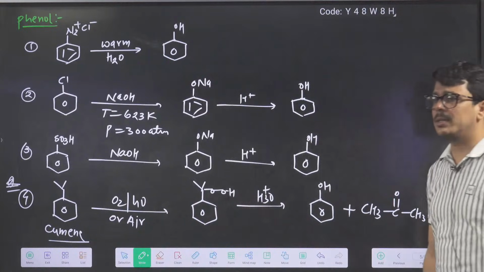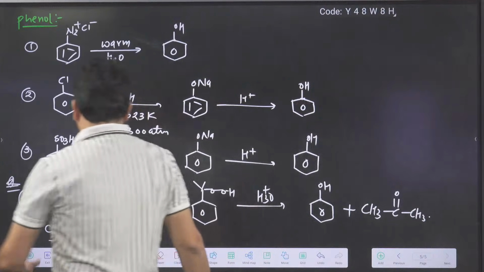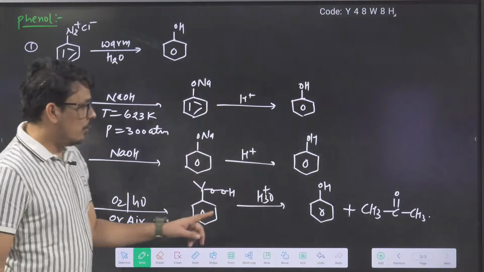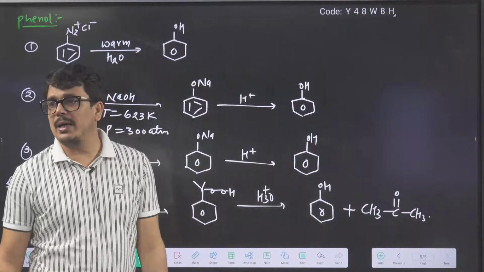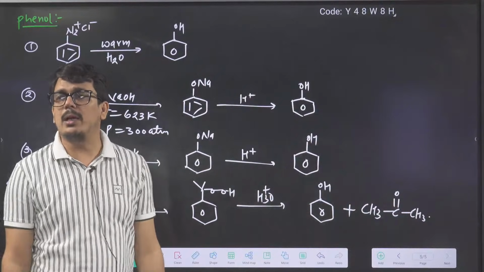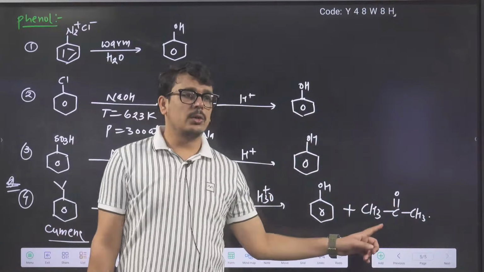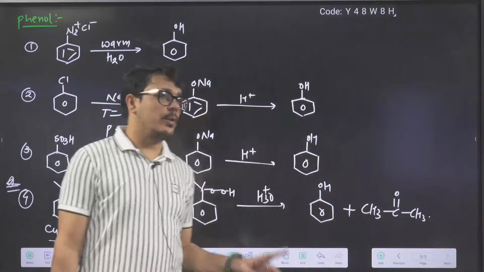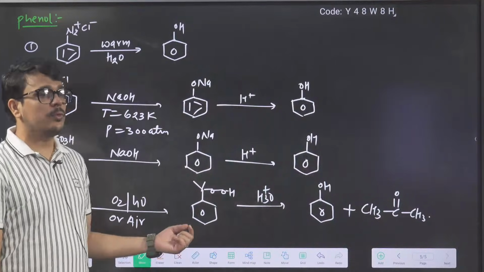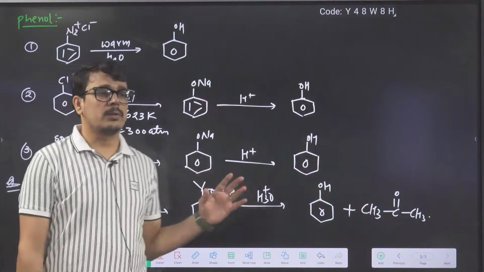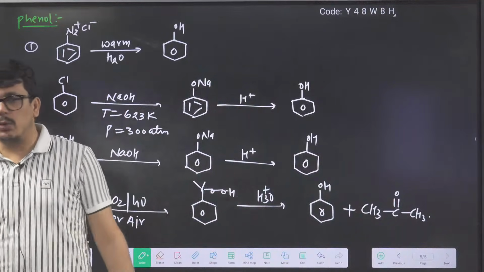From this reaction, a lot of questions are asked in our paper. First, which is the side product? Acetone. And you found one line regarding this, that acetone is also formed in large quantity. Second thing, what is the intermediate here? The intermediate is cumene hydroperoxide. Clear to everyone, yes or no?